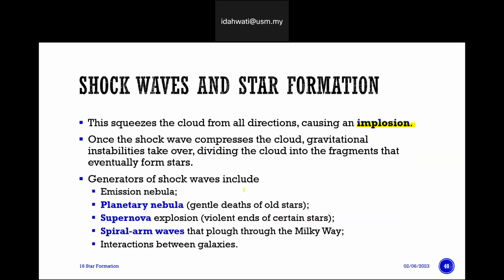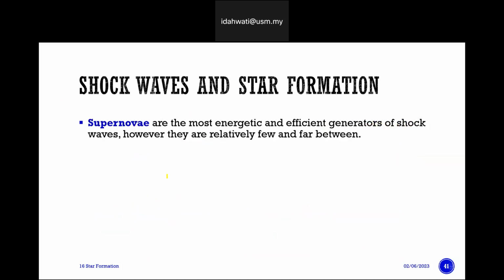The generators of shock waves include emission nebulae, planetary nebulae, supernova explosions, spiral arm waves, and the interaction between galaxies. What are supernovae? Supernovae are the most energetic and efficient generators of shock waves. However, they are relatively few and far between.